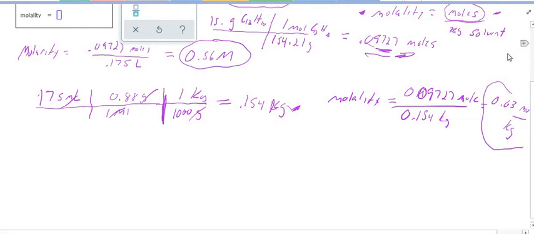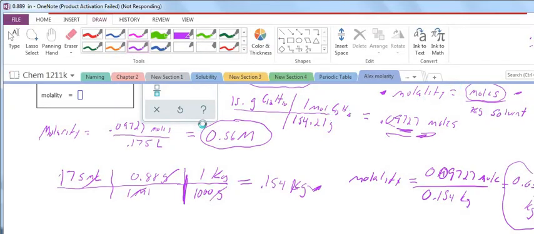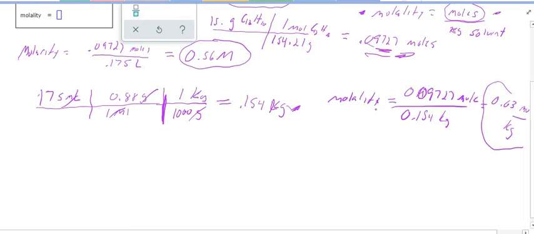And so I would come up to my problem, and if I said molality, I would write 0.63 moles per kilogram. There's molality. Alright, that's how ALEKS solves it.